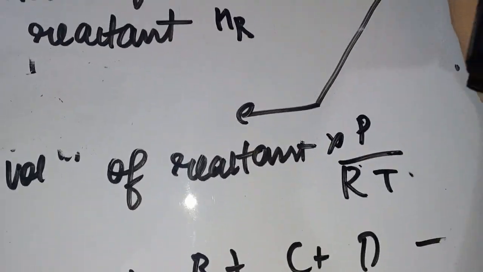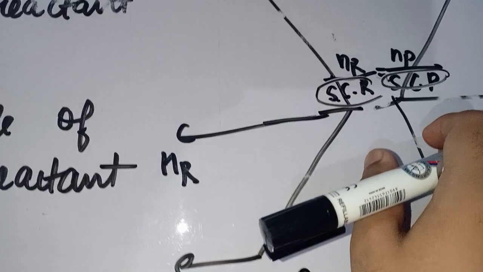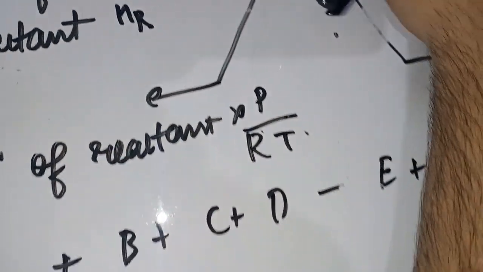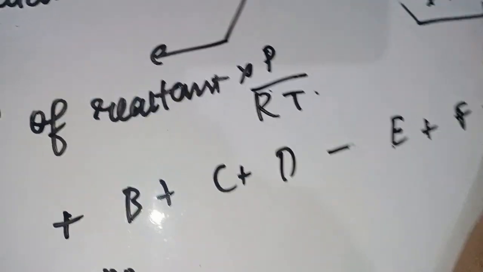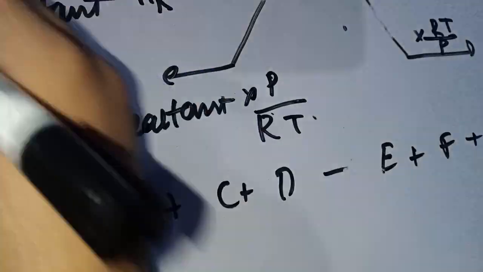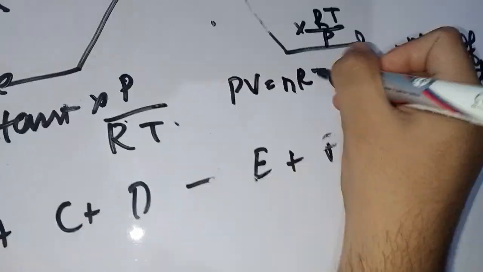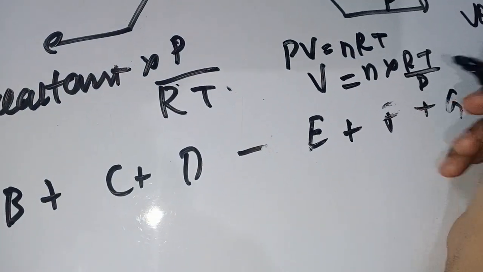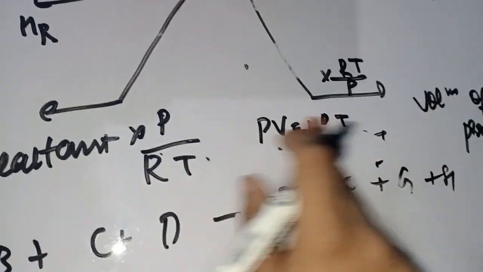From volume of reactant, we'll obtain the number of moles of reactant against stoichiometric coefficient of reactant. Stoichiometric coefficient of product is known to us. Number of moles of product can be calculated easily. Again, after we have calculated number of moles of product, we need to calculate volume, so we multiply it by RT by P. You can verify from the universal gas equation or universal gas law. So volume equals N into RT by P. We have got N. We'll multiply it by RT by P and we will obtain the volume of product.